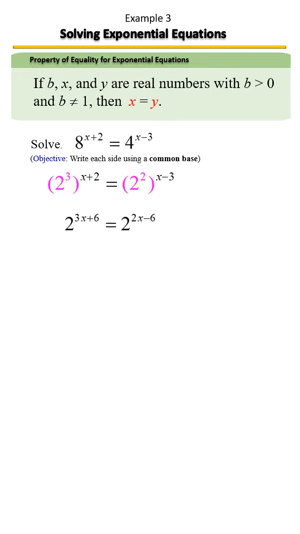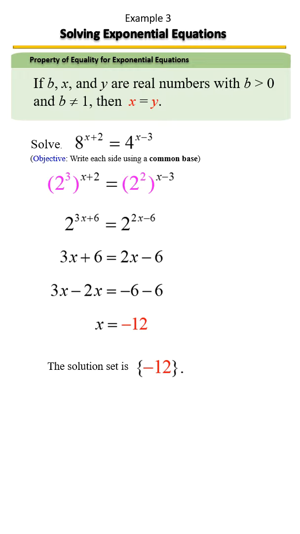And now that we have the bases by themselves and they are the same, the property of equivalence states that I can now bring down the exponents, set them equal to each other, and solve for x. So to solve for x here, I'm going to subtract 2x from each side and subtract 6 from each side. Combine like terms, and x equals negative 12.